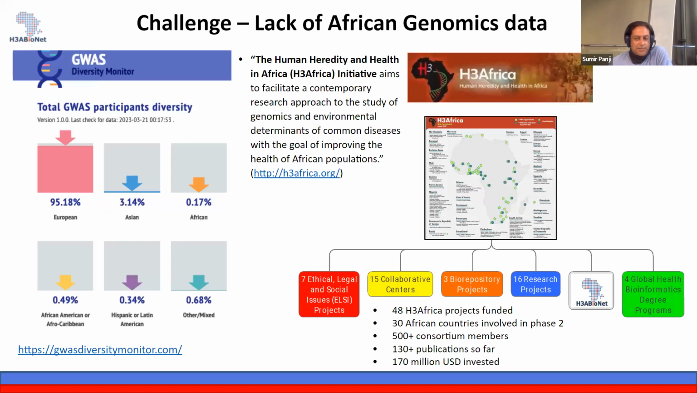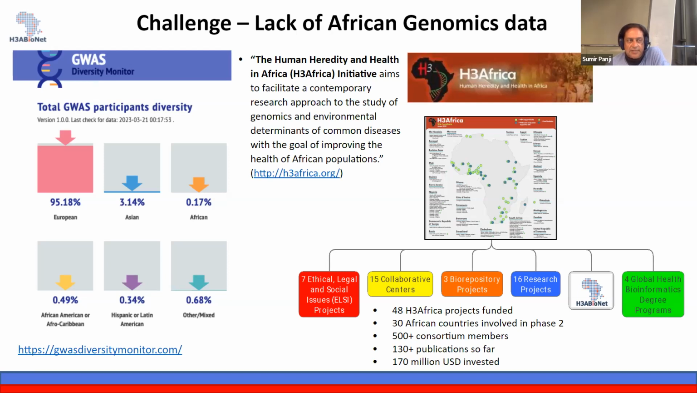Okay, so it's long been recognized that there's a lack of African genomic diversity data, with currently 0.17% of all the genomic data that's been generated in the world. And this is unfortunate, as Africa has one of the largest populations and is one of the populations that's most affected by communicable and non-communicable diseases. So in order to address this, the Human Heritage and Health in Africa, H3Africa Initiative was formed, funded by the NIH Common Fund, Wellcome Trust, and the African Society for Human Genetics.